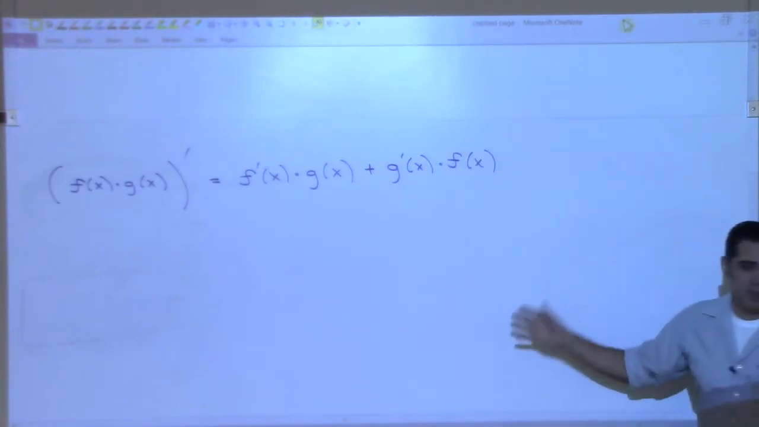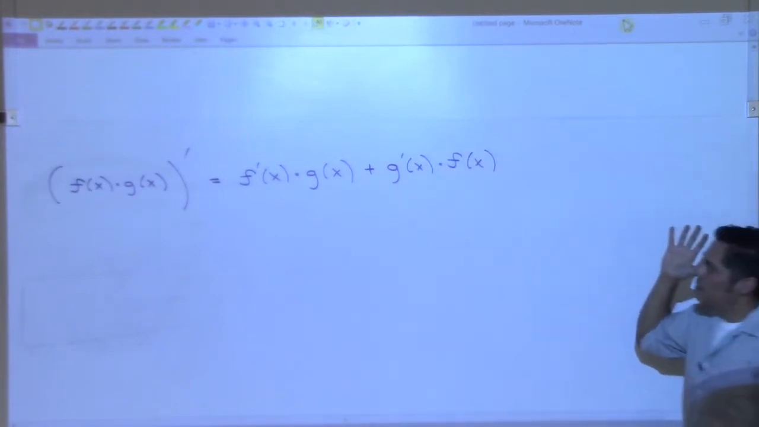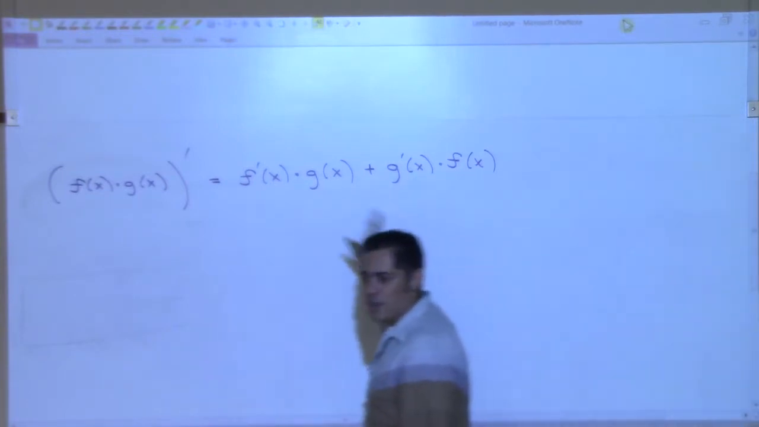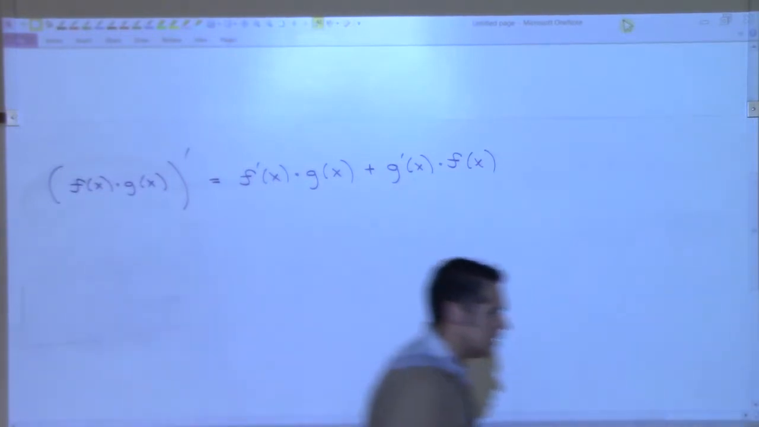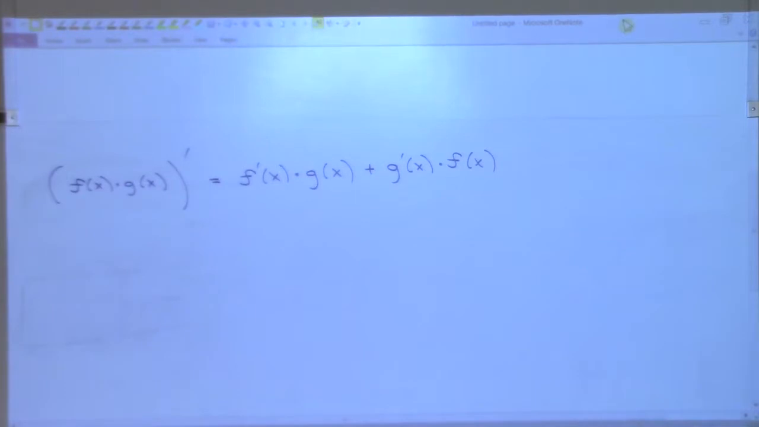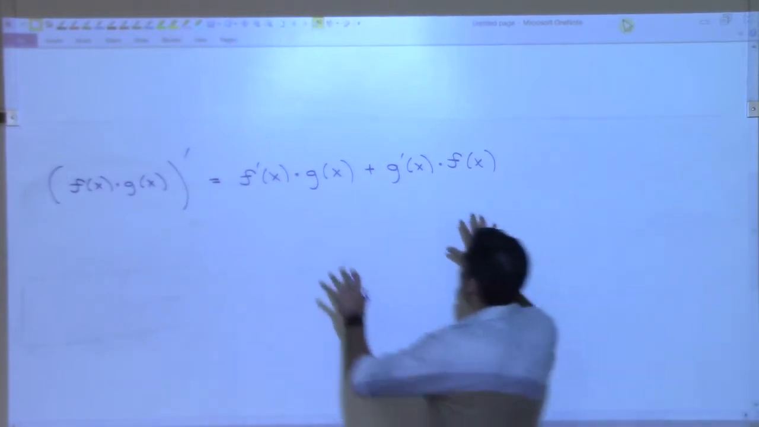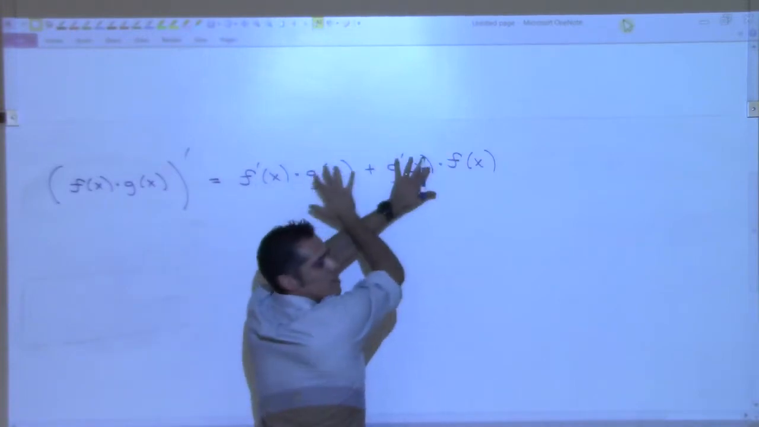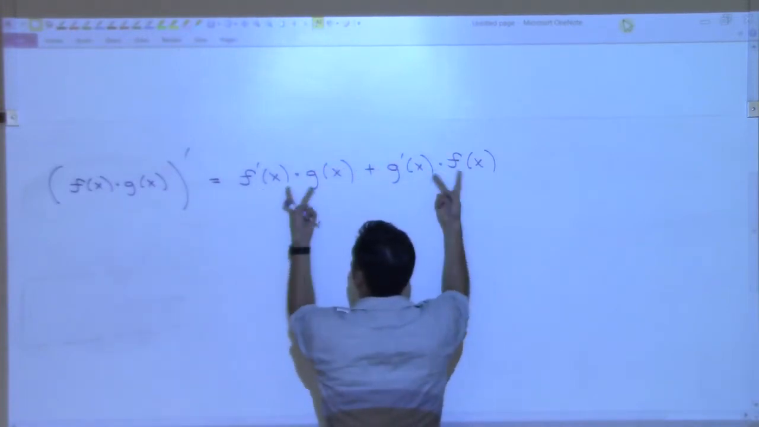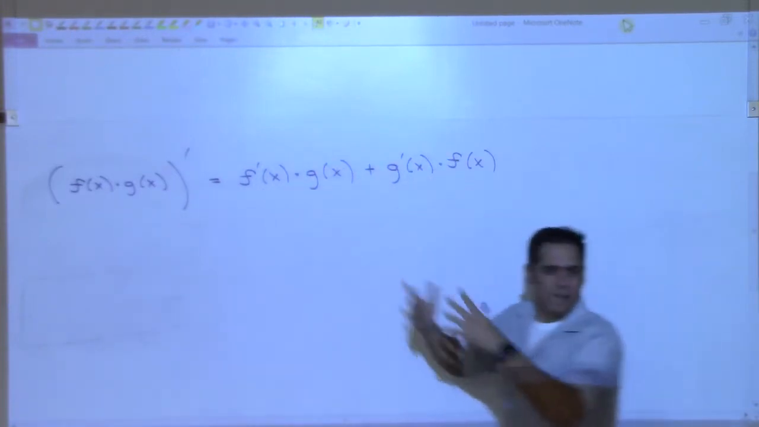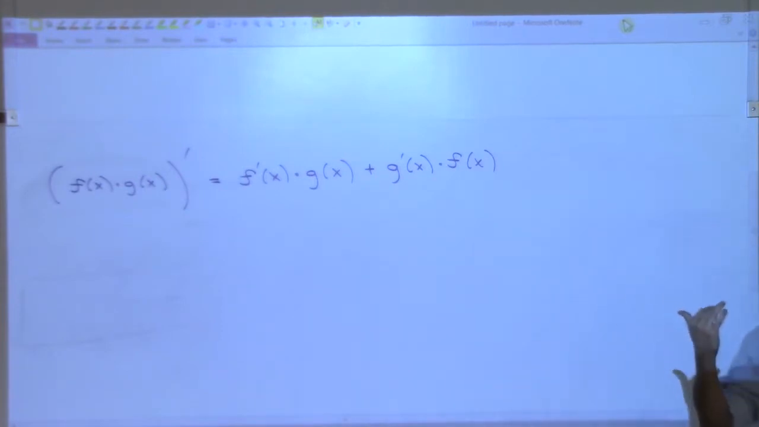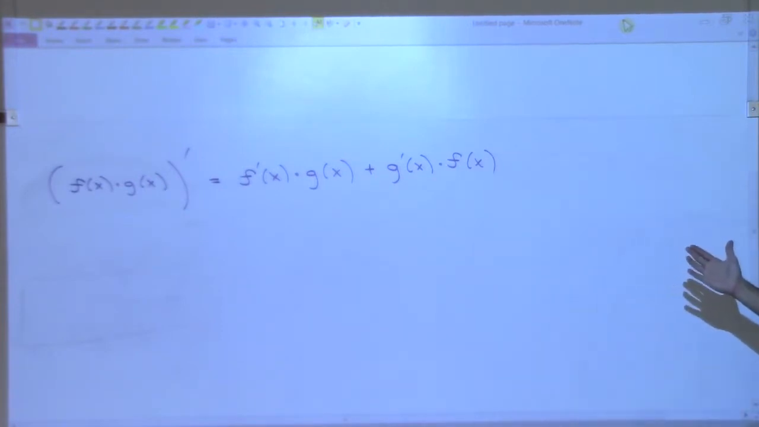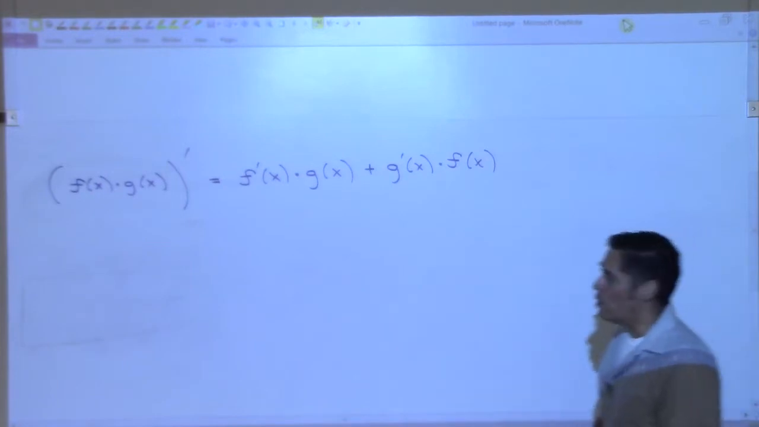If you're seeing this for the first time, I would recommend you memorize it this way. If you look in the book, I think they do it a little bit differently. The reason is that with addition you can switch this, and because these are multiplications, you can flip those also. So there are all these different variations of how you can teach this formula. That's the way I teach it. This is called the product rule.